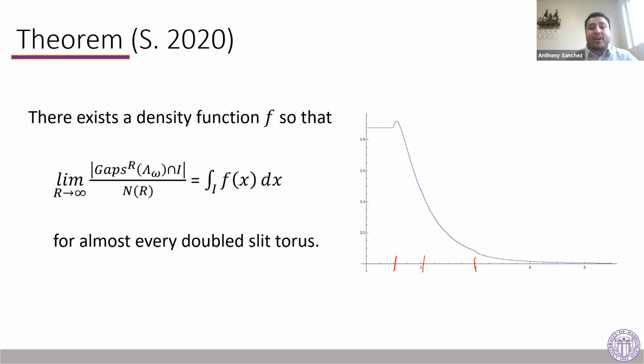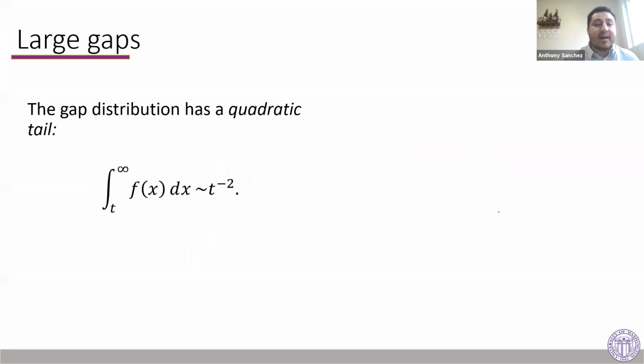So my slogan theorem is a consequence of this theorem that says I'm able to find a full-on density function for a generic double slit torus where I'm able to find the proportion, right? This quantity on the left captures the proportion of gaps that land in some interval I. I'm able to find this proportion by just integrating this density function f against that interval. And this picture on the right is a picture of that function f. Okay, and so as Dmitry suggested, we have this density function. Let's flesh out everything that we can out of this density function.